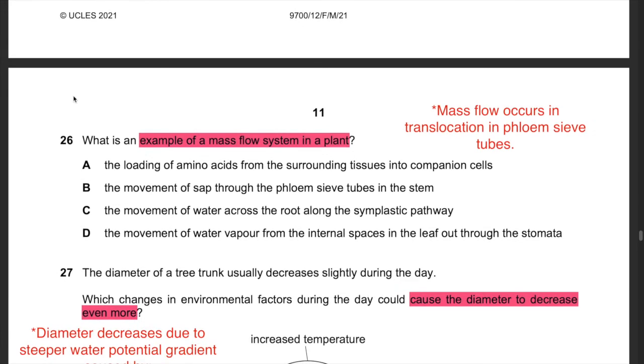Question 26. What is an example of a mass flow system in a plant? Mass flow occurs in translocation in phloem sieve tubes in plants. Therefore, if you go through these options, option B is the correct answer. The movement of sap through the phloem sieve tubes in the stem, as movement of sap occurs due to mass flow. Answer B.